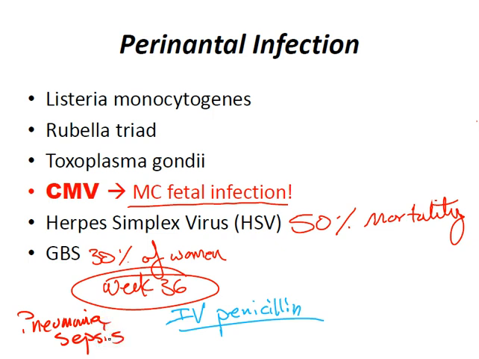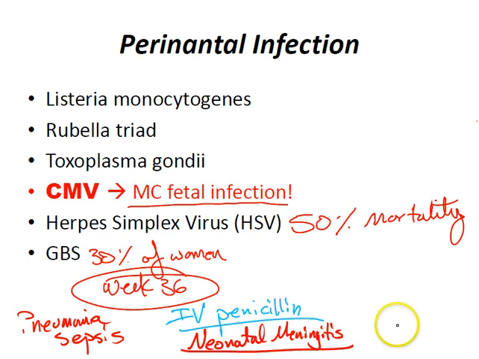Pneumonia and sepsis within hours to days of delivery. Late onset infection occurs 7 or more days after birth and usually results in neonatal, you got it, meningitis. Big problem, neonatal meningitis.